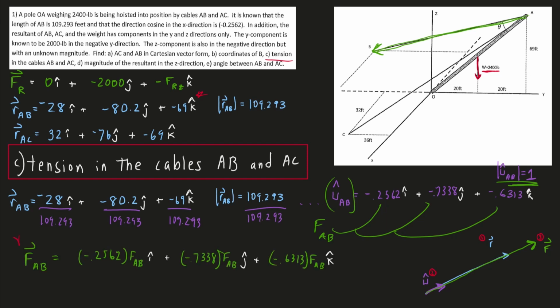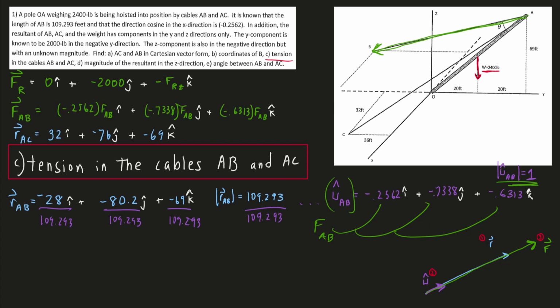Alright, so here's our force vector for the cable AB. I'll put that up here and I'll replace the position vector AB. We don't really need that anymore, I think. We'll see. And now we'll do this entire process for position vector AC.